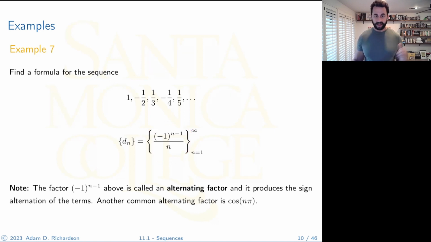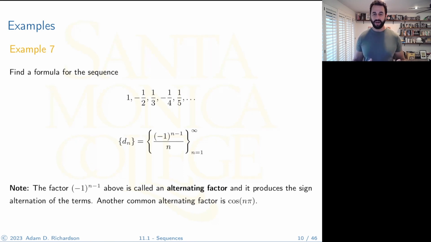Okay, like I mentioned in the previous slide, this is called an alternating factor. It's what produces the alternation of the signs. Another common alternating factor is actually this one, cosine of n pi. If you're lucky, your pre-calc instructor might have introduced you to this. I know that I like to introduce students to this at least once when they're learning about sequences.